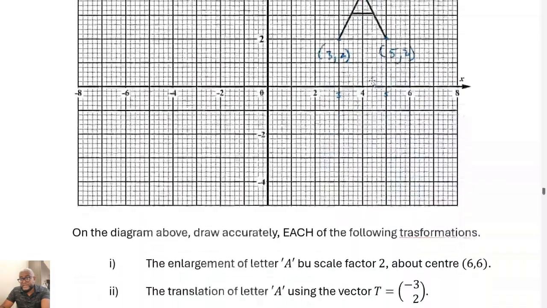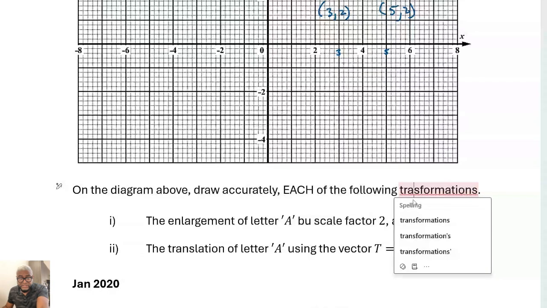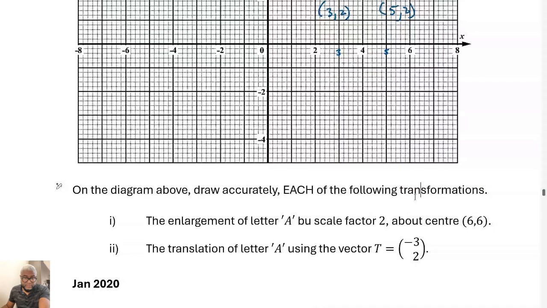Right. Are you ready to see what CXC wants? Okay, so we're going on. On the diagram above, draw accurately each of the following transformations. The enlargement of letter A by scale factor 2. So scale factor 2 means each line is enlarged by 2. You're multiplying each line by 2, about center 6, 6.